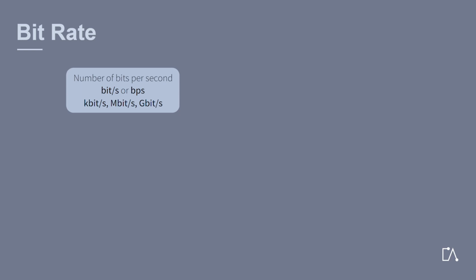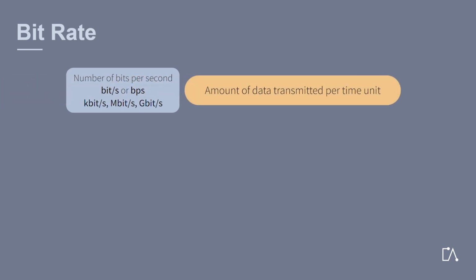The bit rate or transmission rate represents how many bits can be transmitted per second. The unit is bits per second or BPS. Multiples of this are also possible. The bitrate therefore represents the number of information units or the amount of data that can be transmitted in a certain amount of time.